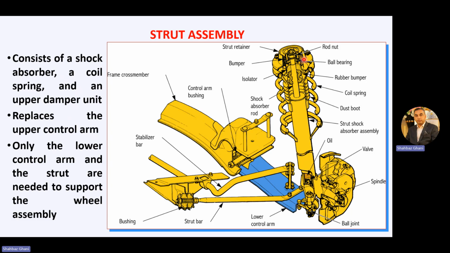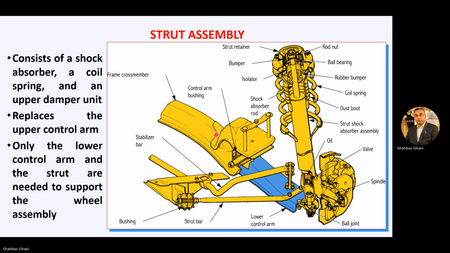So let's see this strut assembly. We have the strut retainer, the round nut, the ball bearing, the rubber bumpers, the isolators, and the coil spring. Then we have the shock absorber rod, the shock absorber, and the oil. So it's a complete assembly attached to the steering knuckle. The lower part of the steering knuckle is attached to the ball joint and the lower control arm. We have this spindle here, then this strut bar and the stabilizer bar, and this is the frame of the body.